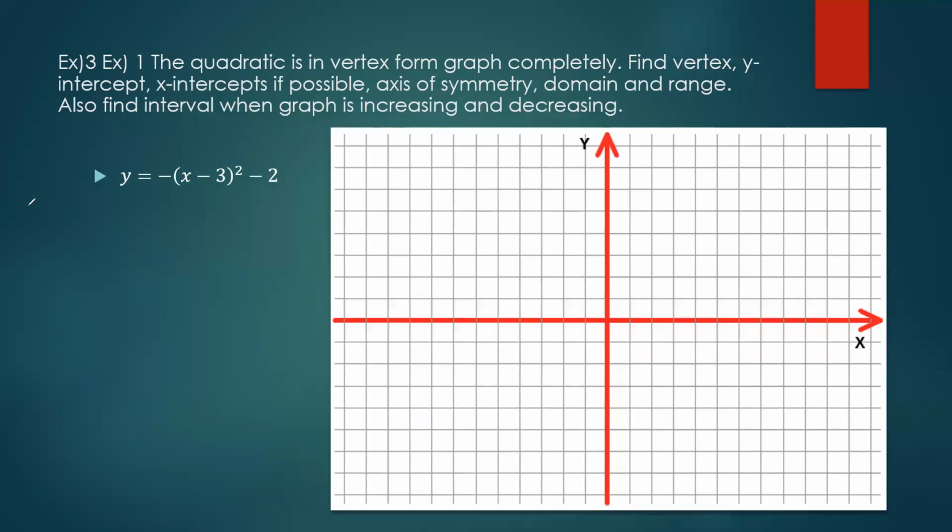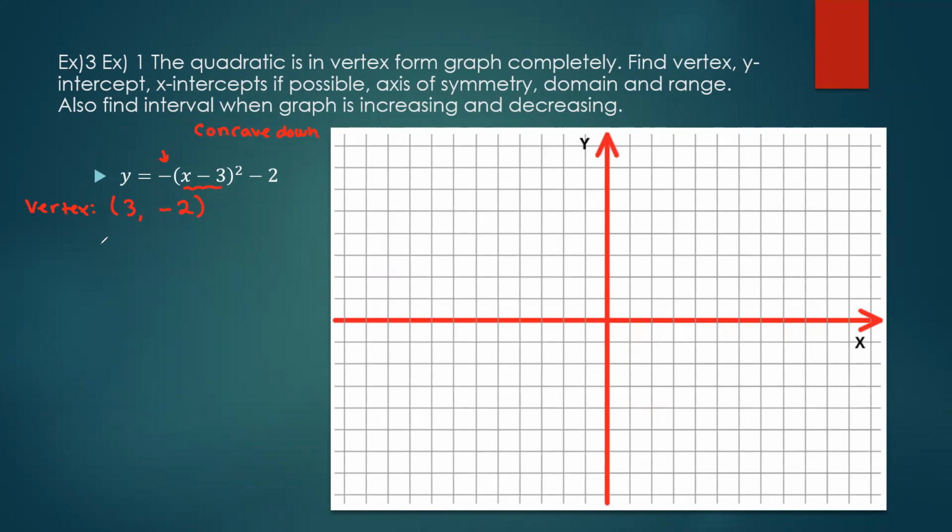So let's find the vertex. The vertex is horizontal shift, comma vertical shift. So our horizontal shift is 3 units to the right, and my vertical shift is 2 units down. Okay. Then I also know that there's a minus here, so that means it's concave down. So that's extremely helpful.